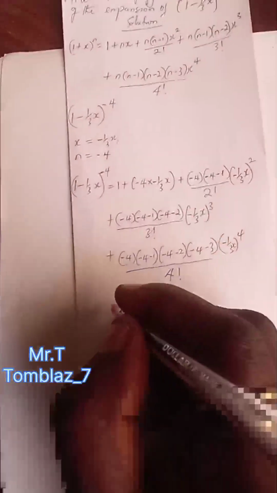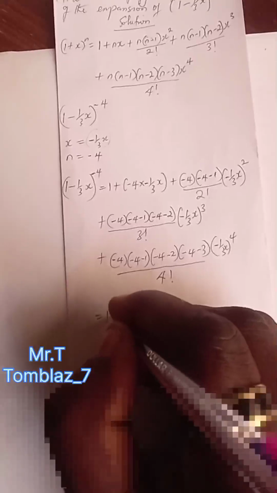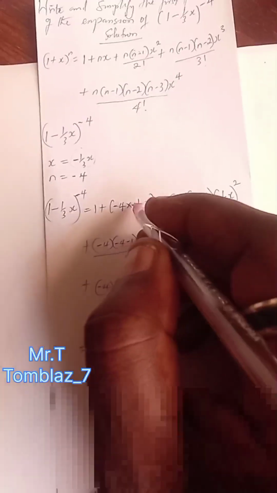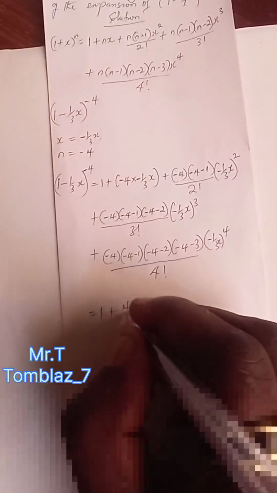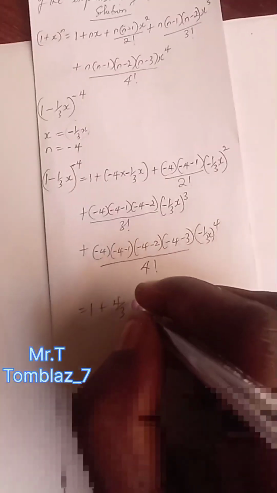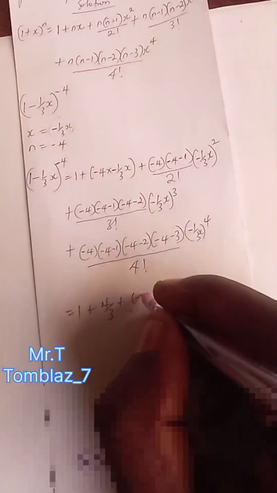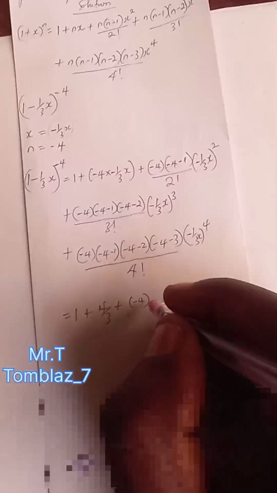Okay, so this is going to give us 1 plus, minus times minus here is plus, so 4 times x will give you 4x over 3. Then we have plus, here we have minus 4, here we have minus 5, all over 2 times 1. Then here, since this value is raised to the power of 2, we're going to be having x squared all over 9, right?